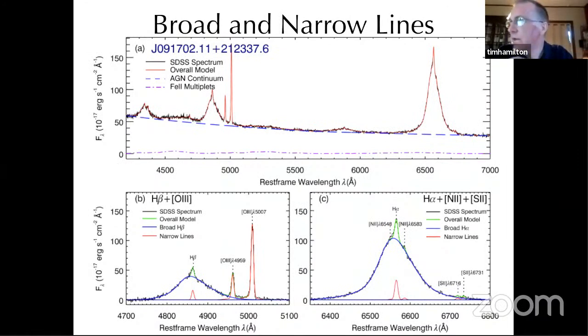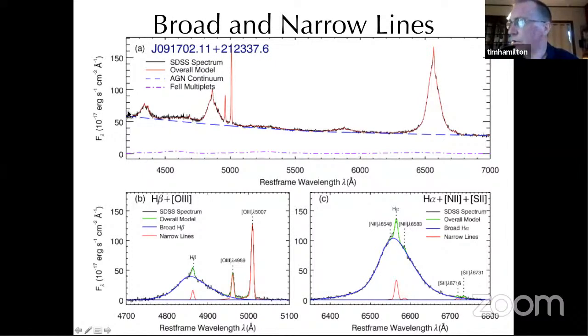All right, now let's zoom in on the H alpha and H beta lines in a particular quasar. It has the beautiful name of J091702.11+212337.6, which rolls right off the tongue. That catalog name, the J, is a marker for the coordinate system centered on the year 2000 for right ascension and declination. Then we have the right ascension on the left and the declination after the positive sign. So it's just a coordinate name, and this is from the Sloan Digital Sky Survey.